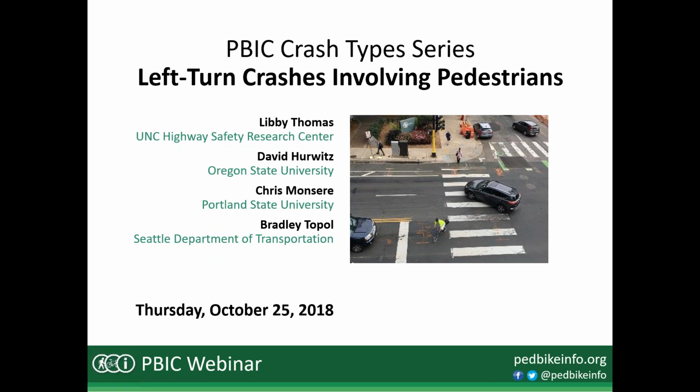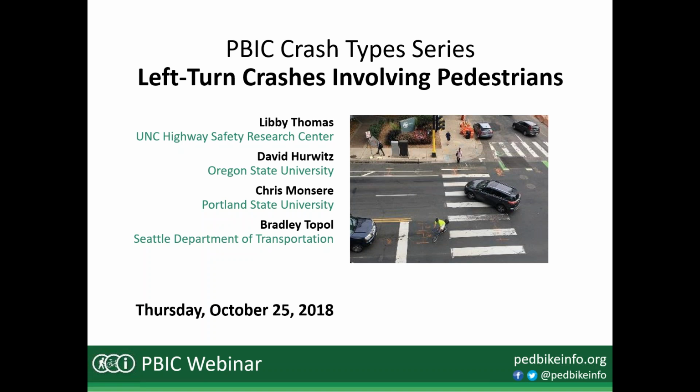Dr. Chris Monsieur is professor and chair of civil and environmental engineering at Portland State University. Dr. Monsieur is a member of the Transportation Research Board's Bicycle Transportation Committee, the past co-chair of the Safety Data Analysis and Evaluation Committee, and the task force to develop the Highway Safety Manual. Dr. Monsieur received his bachelor's from the University of Detroit Mercy, a master's and PhD from Iowa State University, and is a licensed professional engineer in the state of Oregon.